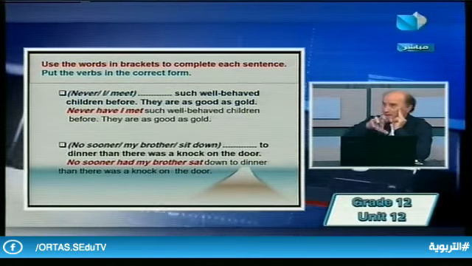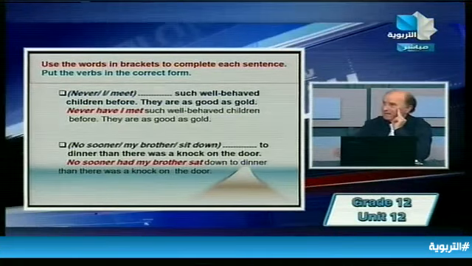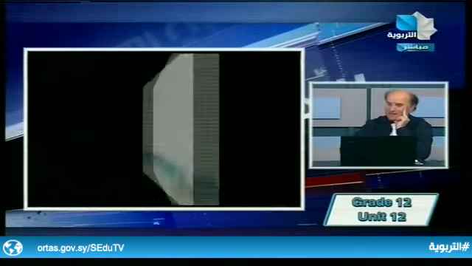But here when we invert, we start with "no sooner," good. So we make inversion: "No sooner had my brother sat." Very nice. Please, Miss Hanan. Yes. Let's go on.